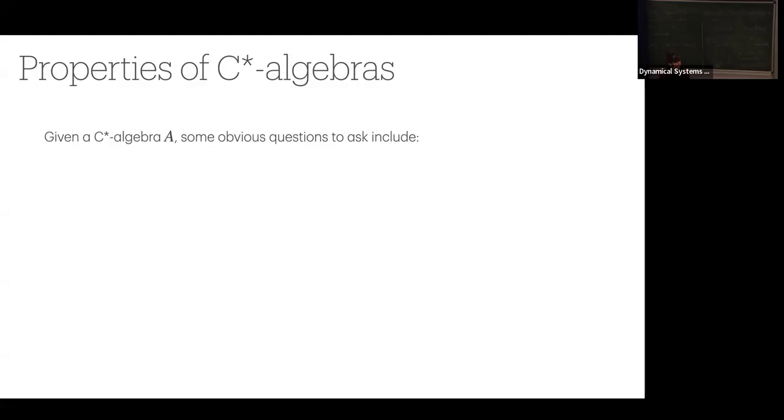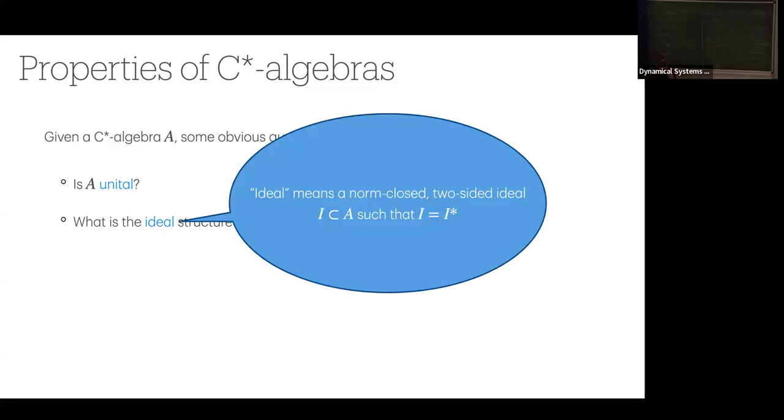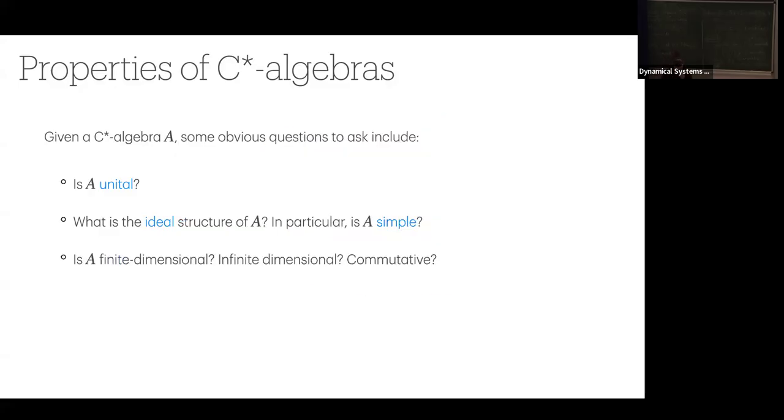So what kind of properties might we look for in a C-star algebra? Well, some obvious questions when you're given a C-star algebra are to ask things like, is it unital? What is its ideal structure? In particular, is it simple? And in the C-star framework, what we mean when we say ideal with nothing else is always a norm-closed, two-sided ideal that's moreover self-adjoint. Is A finite dimensional? Is it infinite dimensional? Is it commutative?